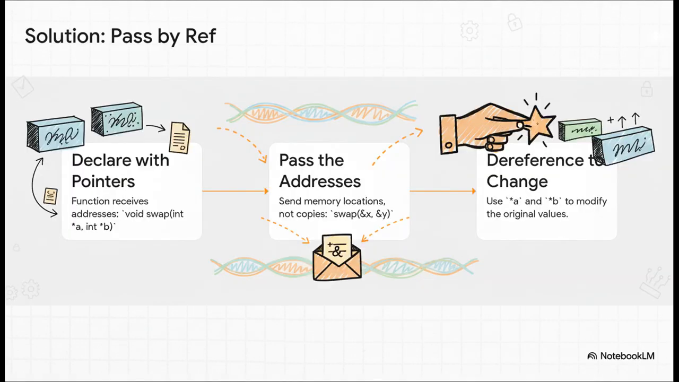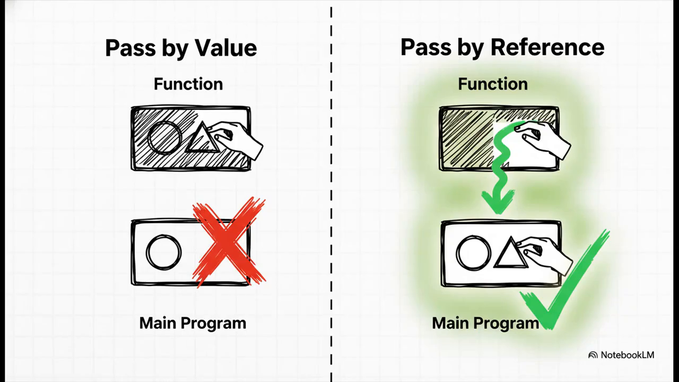And this is the brilliant fix. Instead of passing the values themselves, we pass their addresses, our sticky notes. Now the function has the exact location of our original variables. So by using that little dereference star, the function can actually reach back into our main program and change the values right at the source. It's working with the real deal, not just a copy. And boom, just like that, you've unlocked a whole new level of control. Your functions aren't just playing with temporary copies anymore.